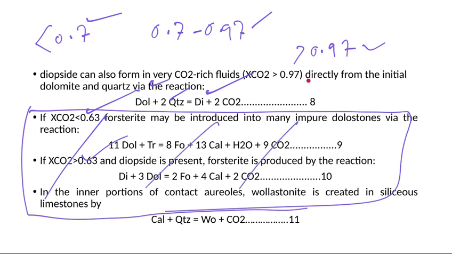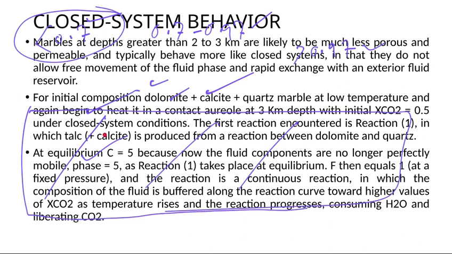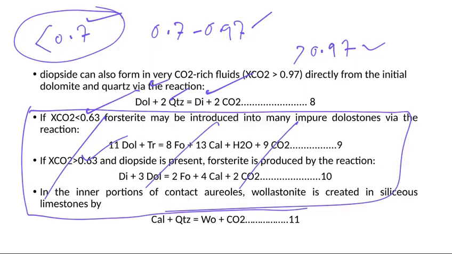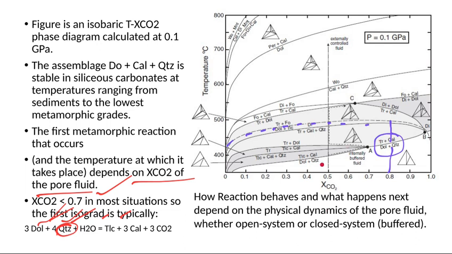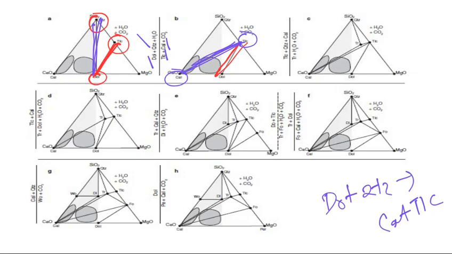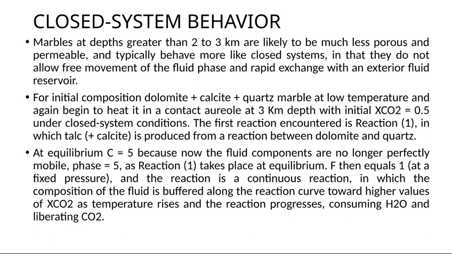Okay, everyone got it, the range less than 0.7? Does anyone have any problem? So likewise in the closed system behavior, we can see here. Dolomite plus quartz will give talc plus calcite, and as quartz is consumed, this talc will directly react with calcite and form tremolite plus dolomite.